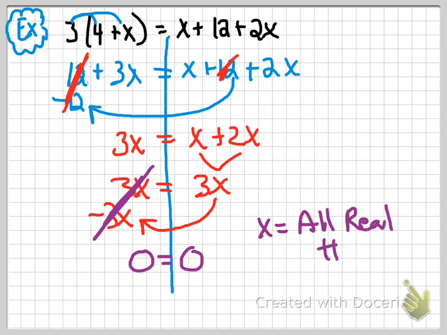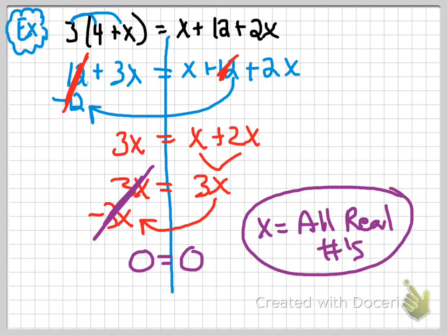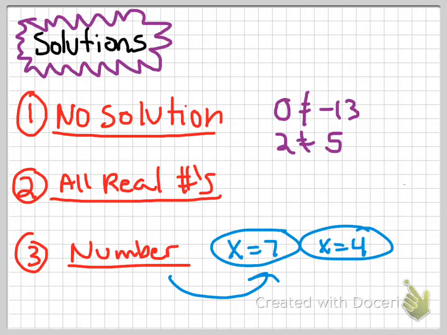And what that means is that the answer for x is everything. x can equal 5, x can equal 10, x can equal 20. x is all numbers, all real numbers. That's what an all real numbers answer is. So like when we were making that chart earlier, we said there are 3 types: no solution, all real numbers, and a regular answer.